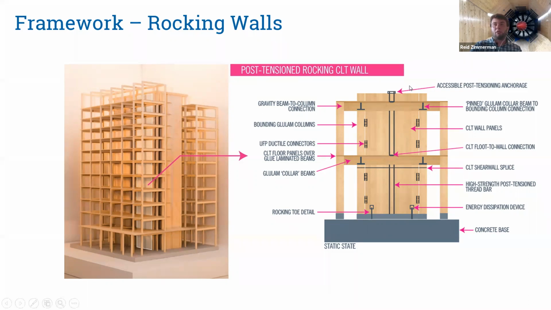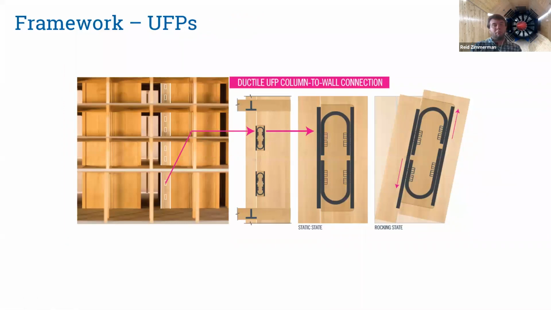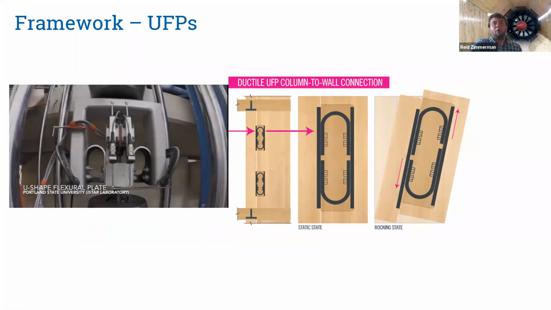Additionally, for framework, the idea was to place a glulam column, which we call bounding columns, at either side of the wall, and connect between those bounding columns and the CLT wall, energy dissipators. So those energy dissipators can take many different forms on projects. On framework, we were envisioning what we call UFPs, or U-shaped flexural plates, which is just a steel plate that's bent into a U. So as the wall would rock up past the bounding column, it would cause these U-shaped flexural plates to bend, to roll, and in that way dissipate energy.